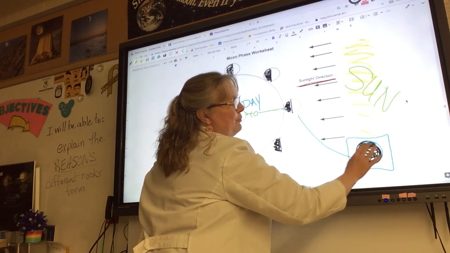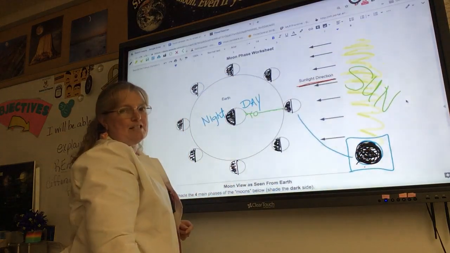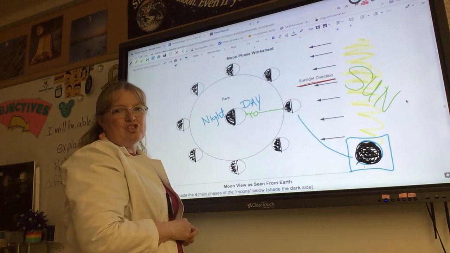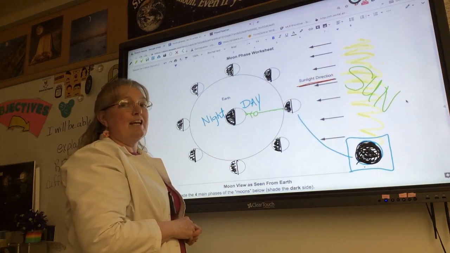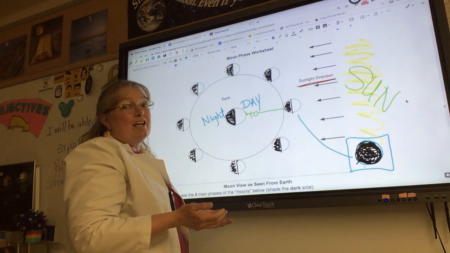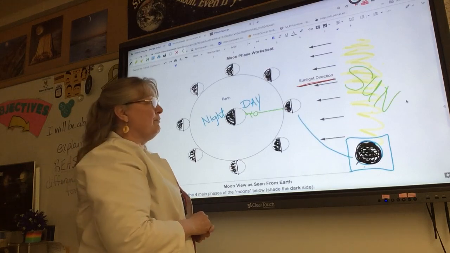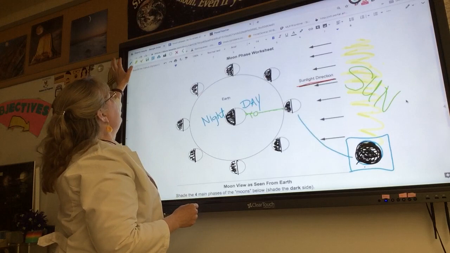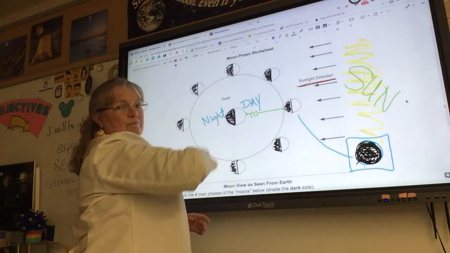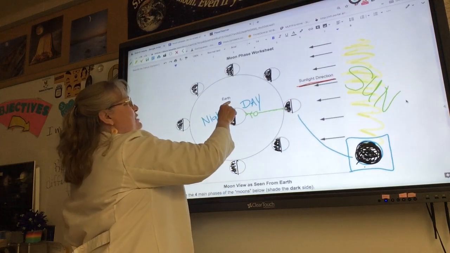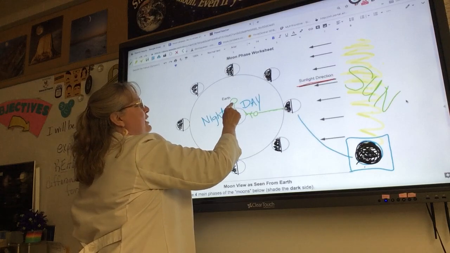And you probably will be able to remember what that phase of the moon is when all we see is all shadow. What do you think? Can't see it. It's starting out. It's brand new. The new moon. Good.